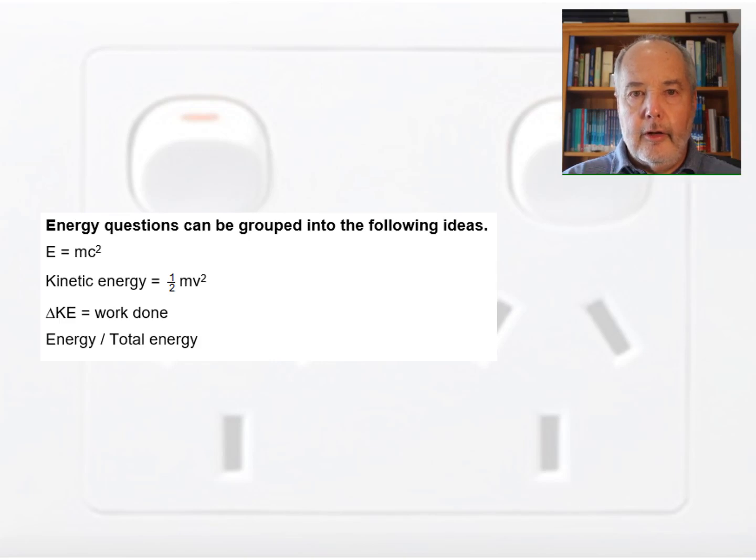The energy ideas can be grouped into 4 subcategories. E is equal to mc squared. The kinetic energy is equal to half mv squared. The change in the kinetic energy is equal to the work done. And the total energy is equal to the kinetic energy plus the rest mass energy.